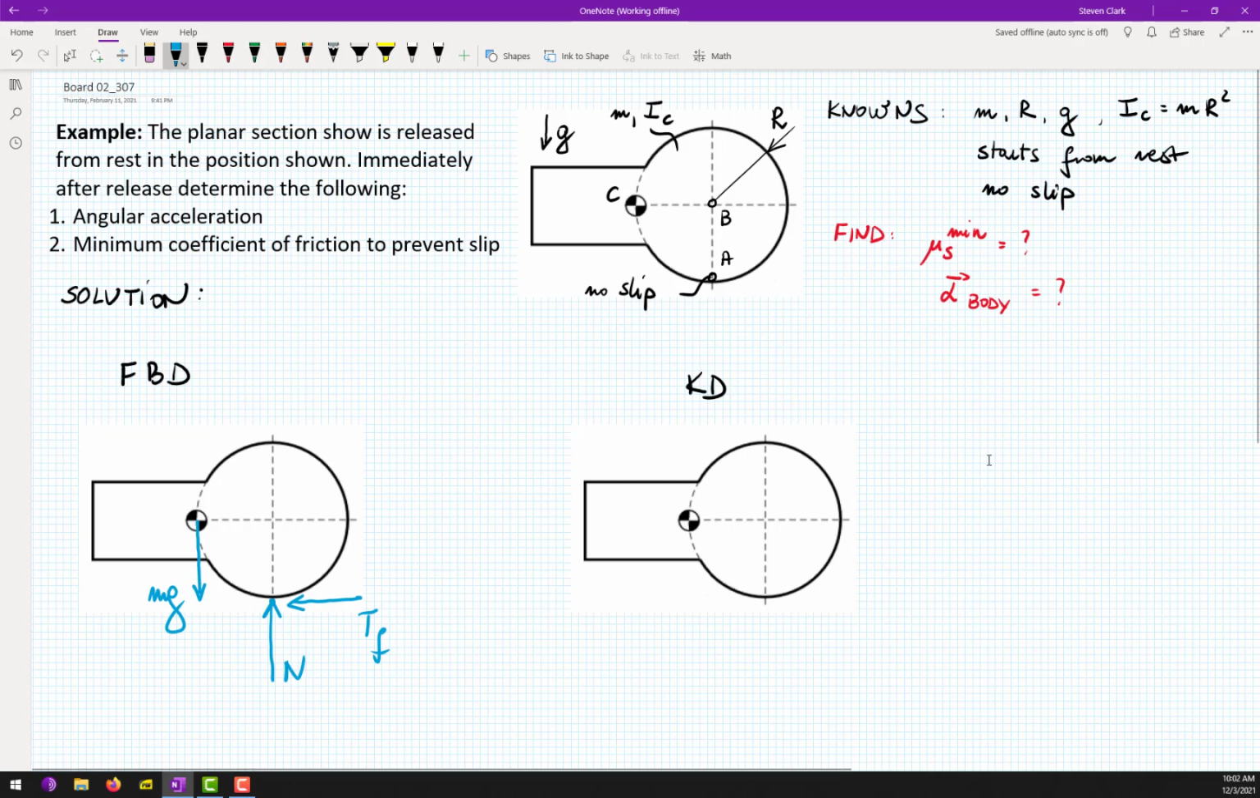Okay, so now the KD. In here we'll have m aCx, m aCy, and IC alpha. You know, guys, I changed my mind. I don't want to use alpha body. I'm just going to use alpha, since we have only one body, okay? So it will be just IC alpha. That's for clarity.